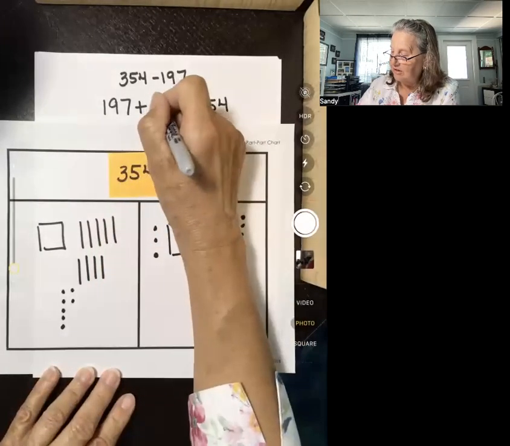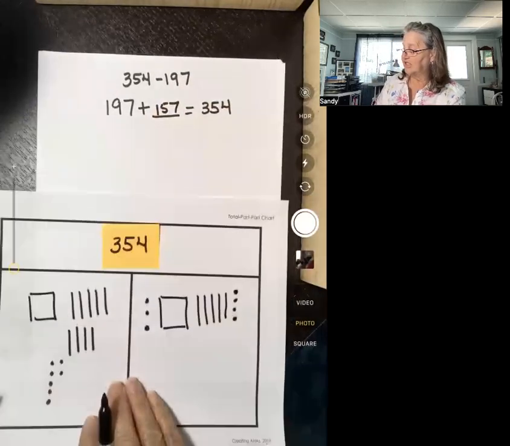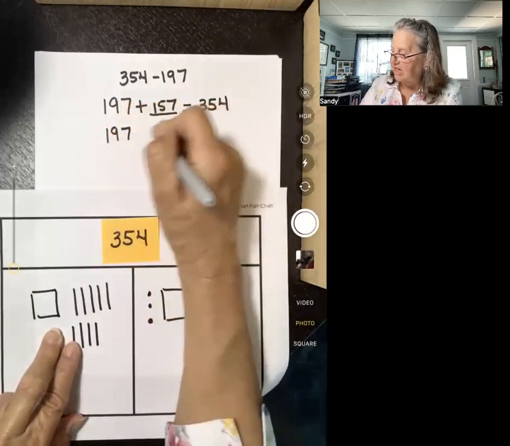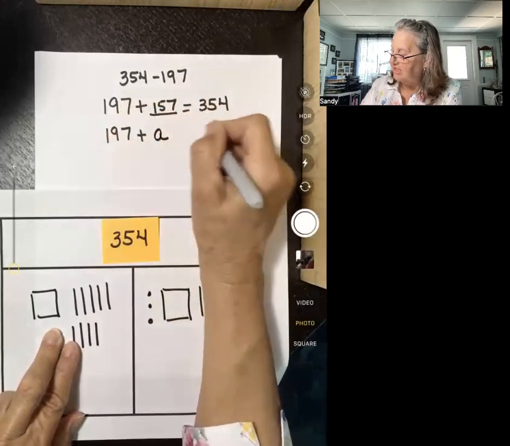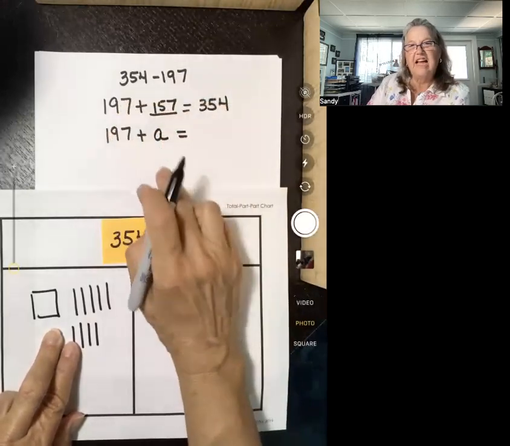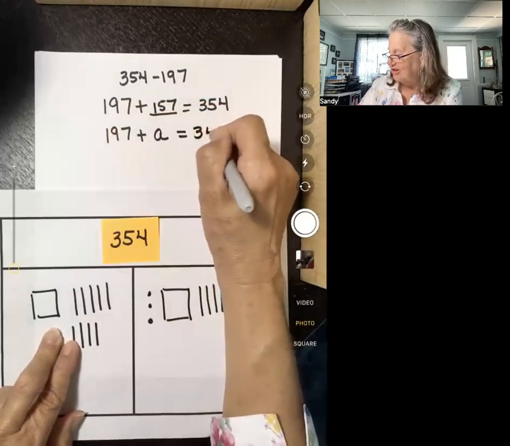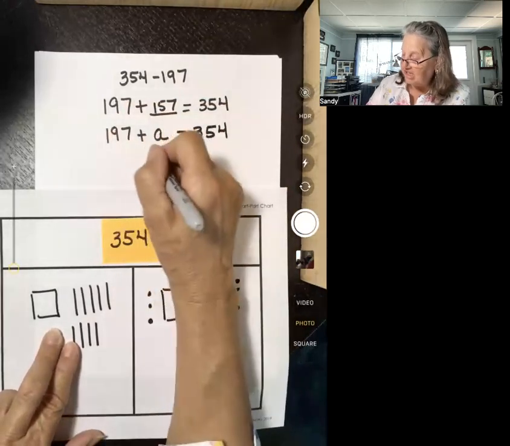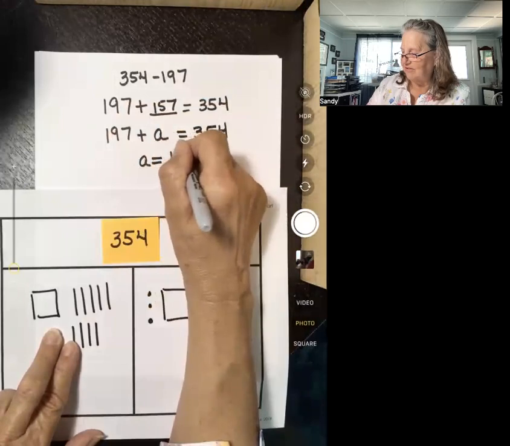Well, it's 157 more. Now you may see in some of your children's work, and what we're really wanting to move them towards is we want to move away from a blank and towards using an unknown, a letter for an unknown. You may see symbols for unknowns, stars and boxes or whatever. But eventually, when they solve, they'll know, oh, that unknown is 157.